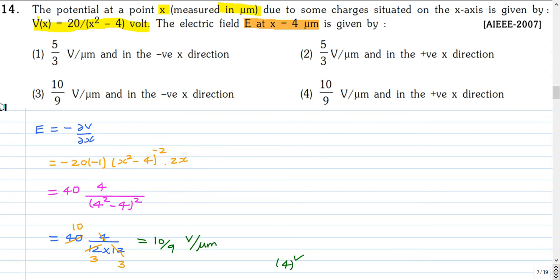So the electric field is related to the potential as its negative gradient. In this problem, the potential is dependent on only one space coordinate, so it's a 1D problem. The derivative of the potential with respect to x is -1, denominator to the power -2, and the derivative of the denominator, that is 2x. Putting x equal to 4 micrometer, we get the electric field as 10 by 9 volt per micrometer. And the direction is i cap, so it's along the positive x-axis. Correct option is option 4.